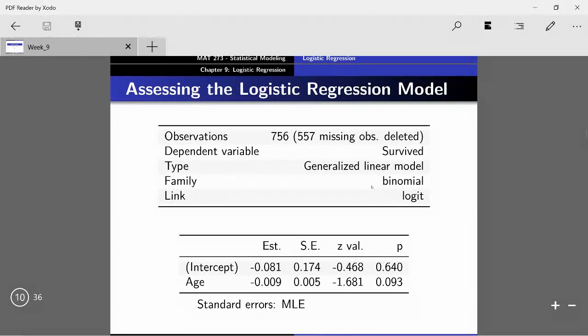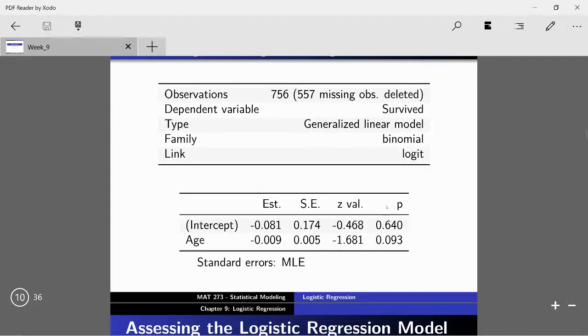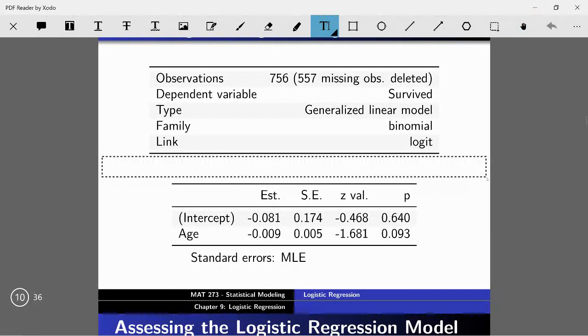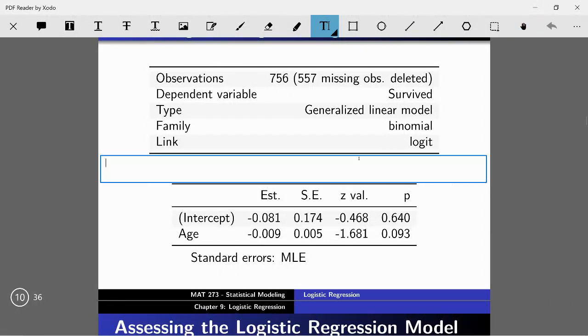Looking at this model fit, we see that our estimated coefficient is pretty close to 0, and the p-value is actually still pretty small, but above 0.05. So using a 5% significance level, we do not have evidence that age is related to the probability of survival for the Titanic passengers. Okay, and I'll write out an interpretation of the regression coefficient here, though, just for demonstration.